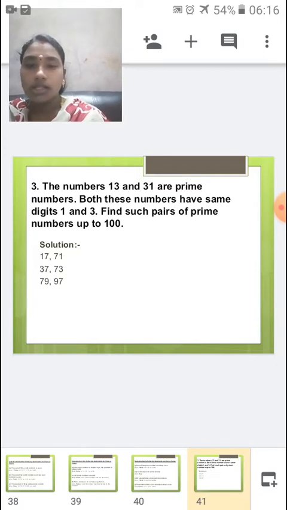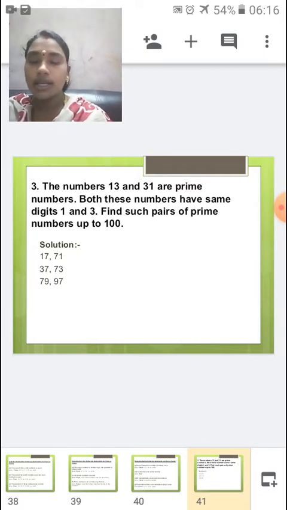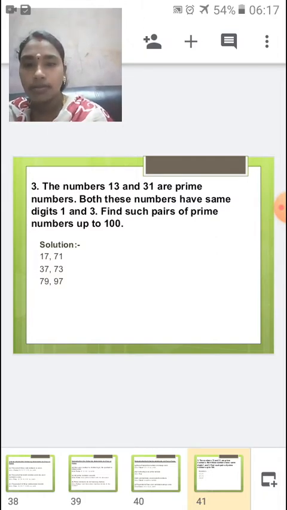So here in this question we can see that the numbers 13 and 31 are given as prime numbers. So as we know, 13 and 31 are prime numbers because they don't have any other factors other than 1 and the same number itself. So likewise, you are going to find the same pairs of prime numbers up to 100.